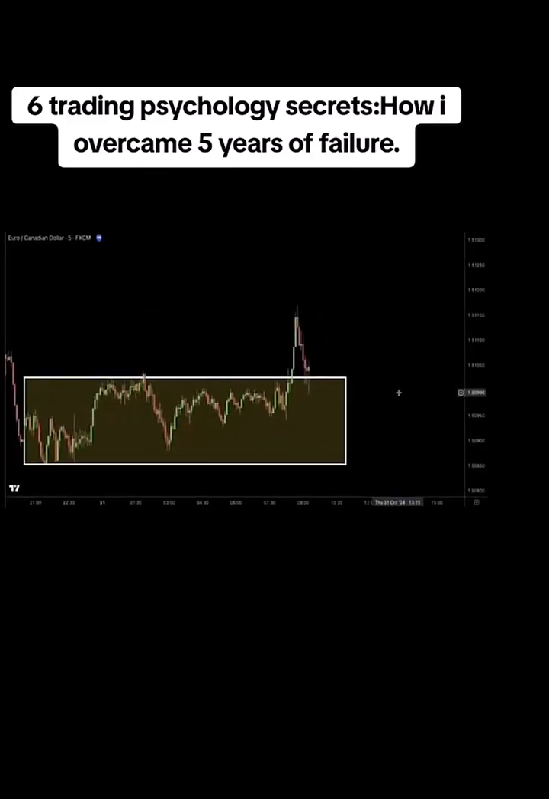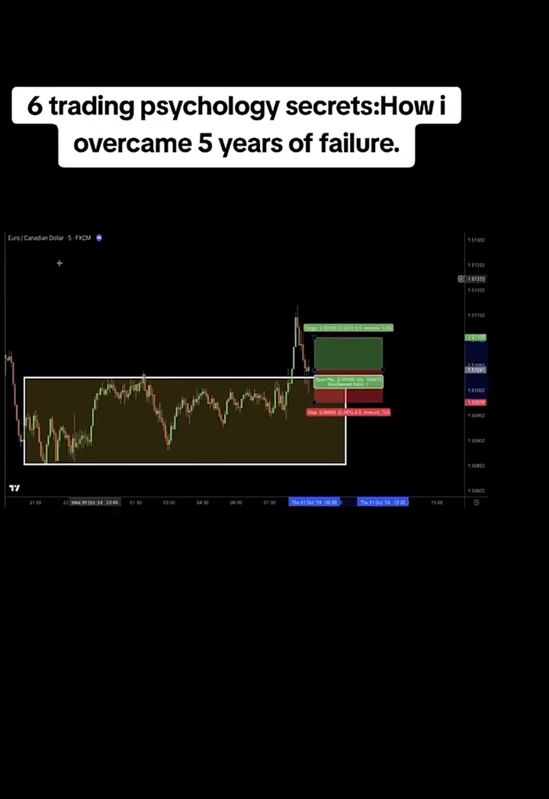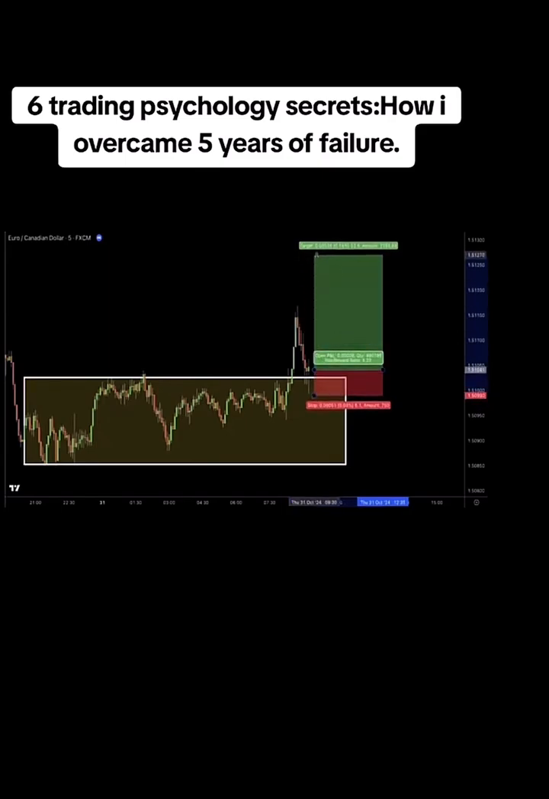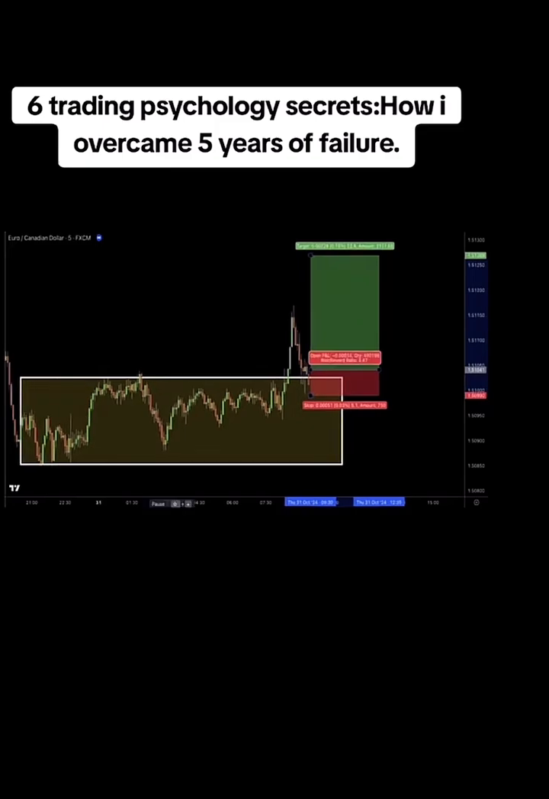Take a look at this chart. Here we have a clear range-bound market. The price breaks out of the range, pulls back, retests it, and gets rejected, forming a clean pin bar signal. You place your entry. Carefully set your stop loss just below the pin bar's lower tail and define your target. Everything looks perfect. But what happens next?